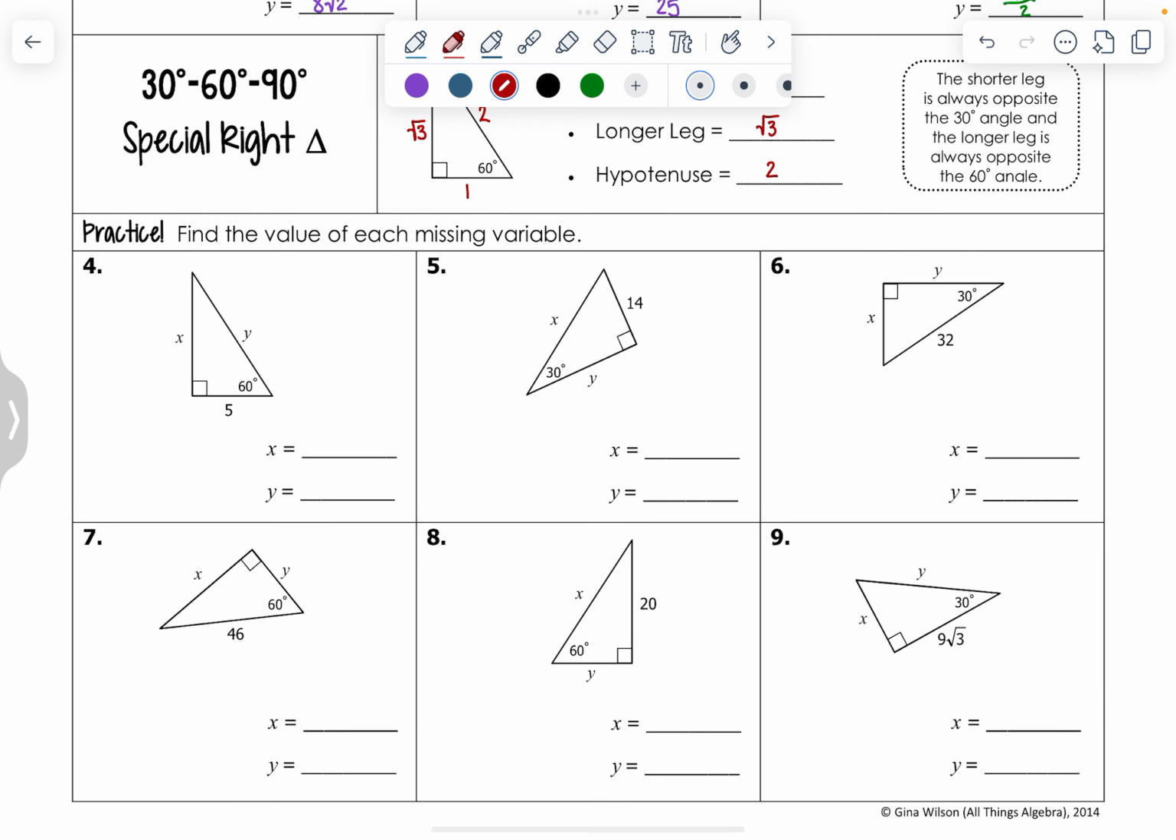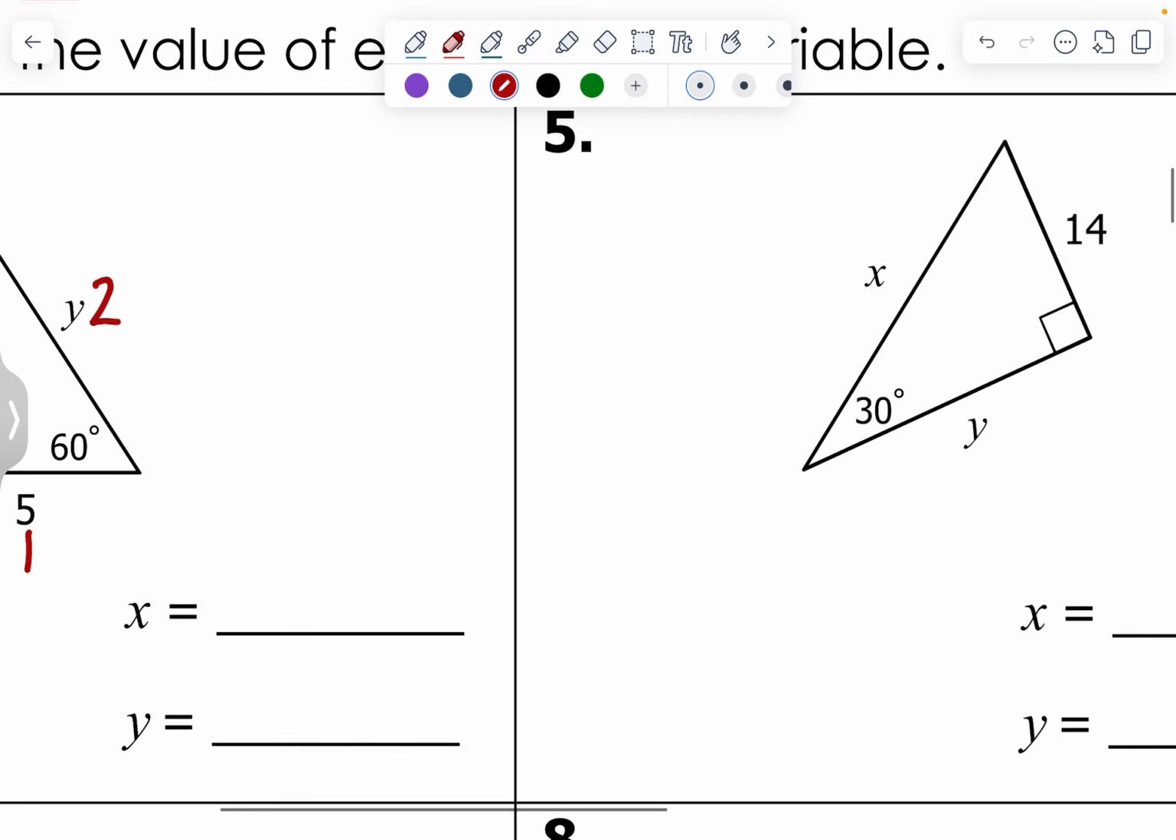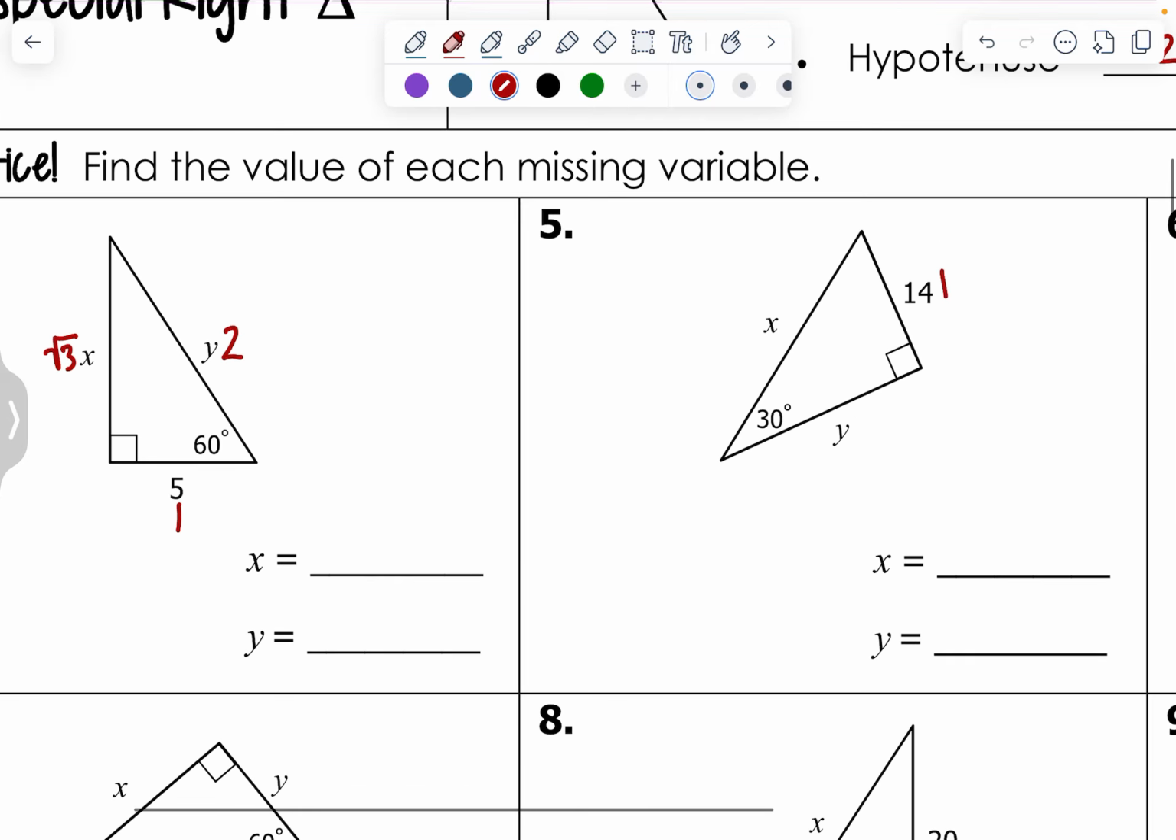So let us spend some time simply labeling all of our triangles. When you label a triangle, the first thing you're going to do is look for the short leg and label it 1. The hypotenuse is 2 in a 30, 60, 90, and the long leg is radical 3. So we have 1, 2, radical 3.